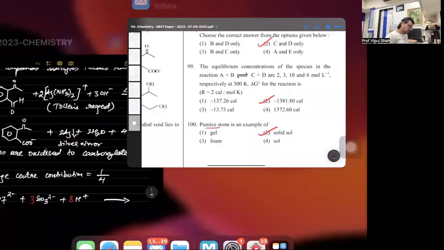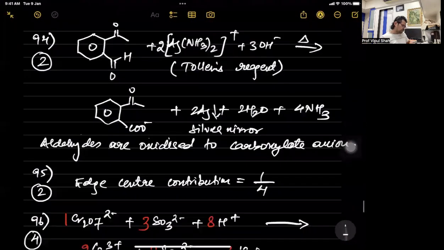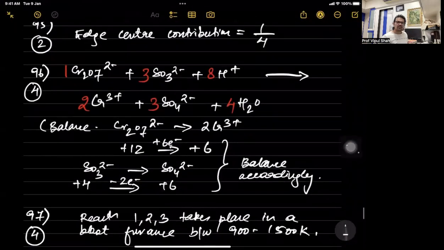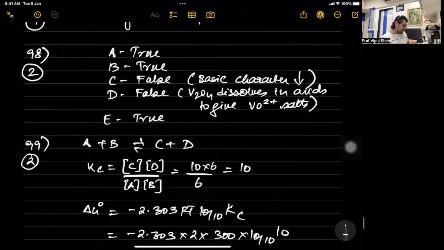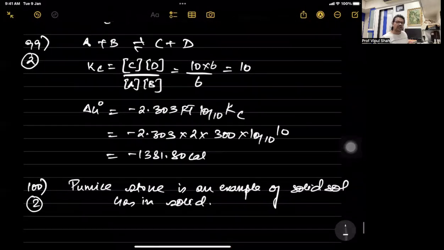Have a look at this. I'm just showing you the working for the last part over there. One is this redox reaction, which you balance. And then the last equilibrium question. Have a look at it. First, calculate Kc, which comes to be 10, and then direct formula. Delta G naught is minus 2.303 RT log of Kc. So that's minus 1381.80 cals. And pumice stone, solid sol, that's a gas in solid type of a colloid.